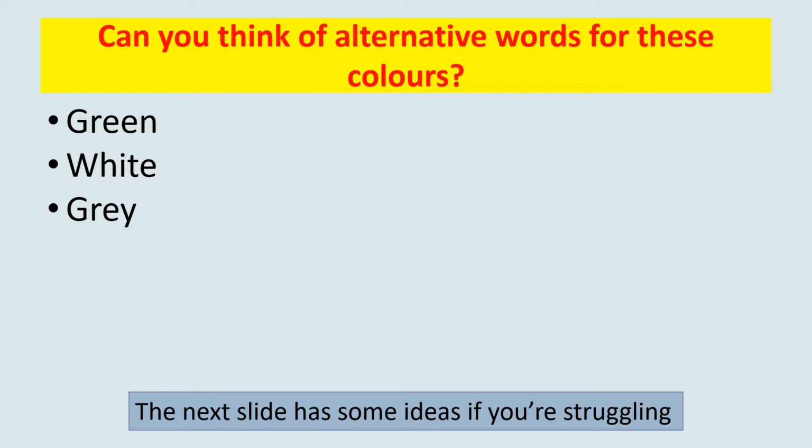So in our writing today, we're going to be using some colour imagery. What I'd like you to do now, please, is to see if you can come up with any other alternative words for the three colours on the slide. So different words for green, for white and for grey. If you're really struggling, the next slide has got some ideas.